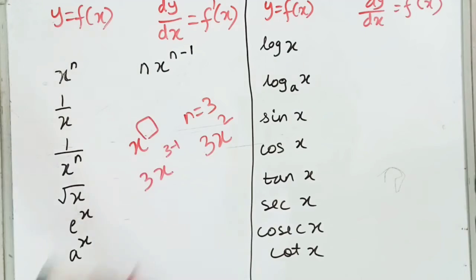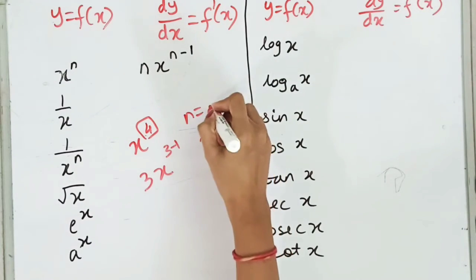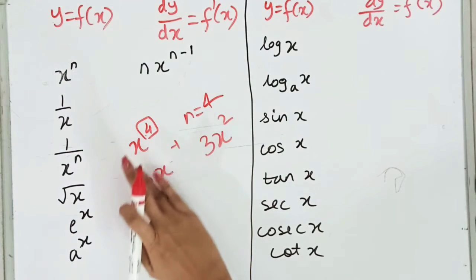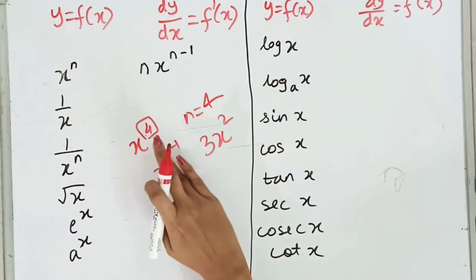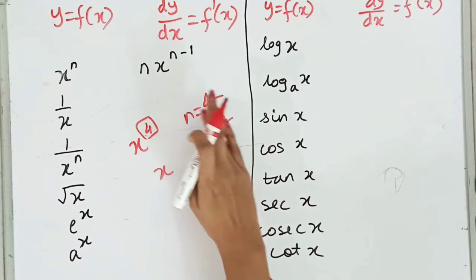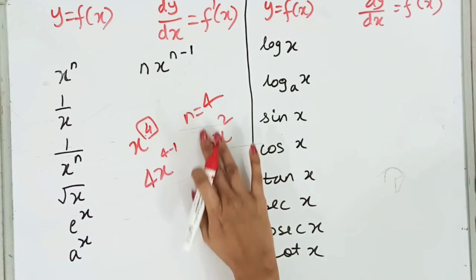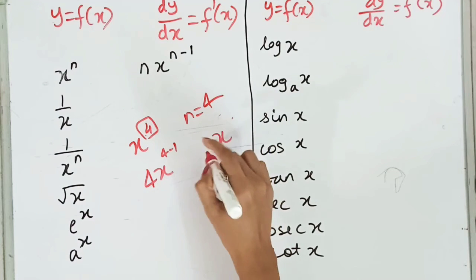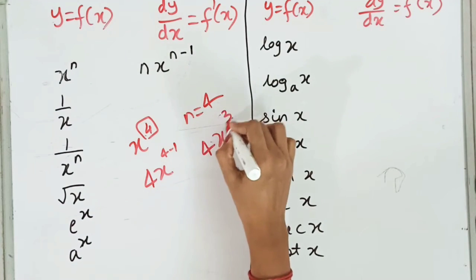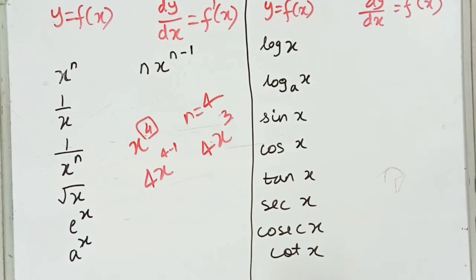If there is an x raised to 4 function, the n will be 4. So the derivative will be n times x raised to n minus 1. n over here is 4, so 4 times x raised to 4 minus 1, that will be 4x raised to 3, that is 4x cube.